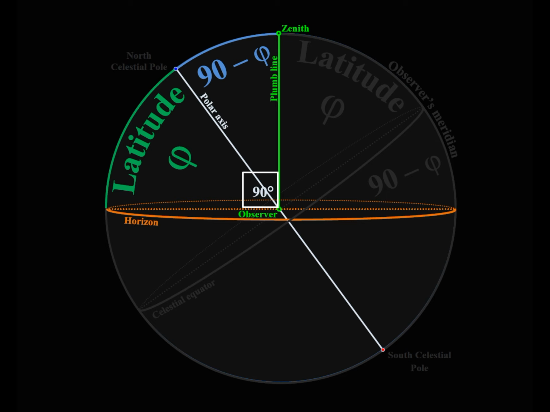If you are in northern latitudes, then the north celestial pole is above the horizon and the south celestial pole is below the horizon. If you are in southern latitudes, the south celestial pole is above the horizon and the north celestial pole lies below the horizon.